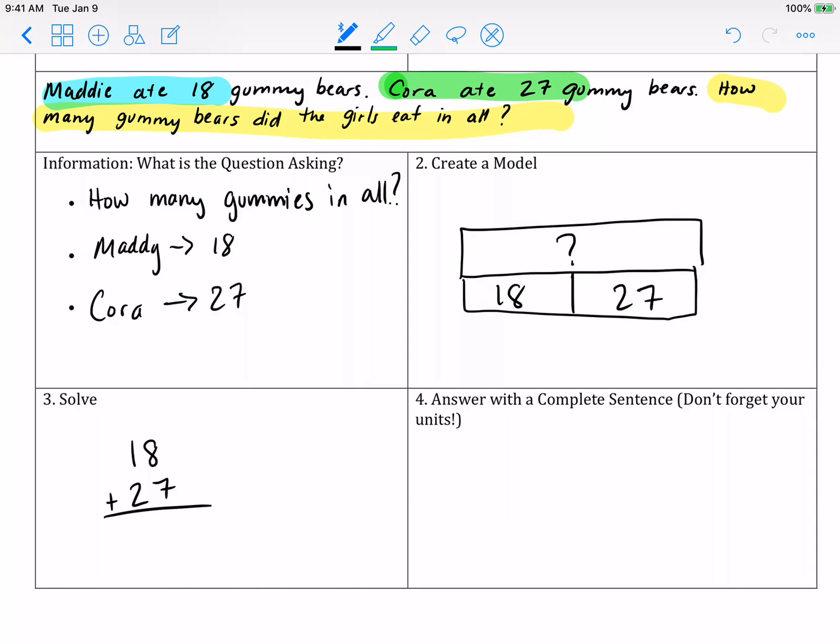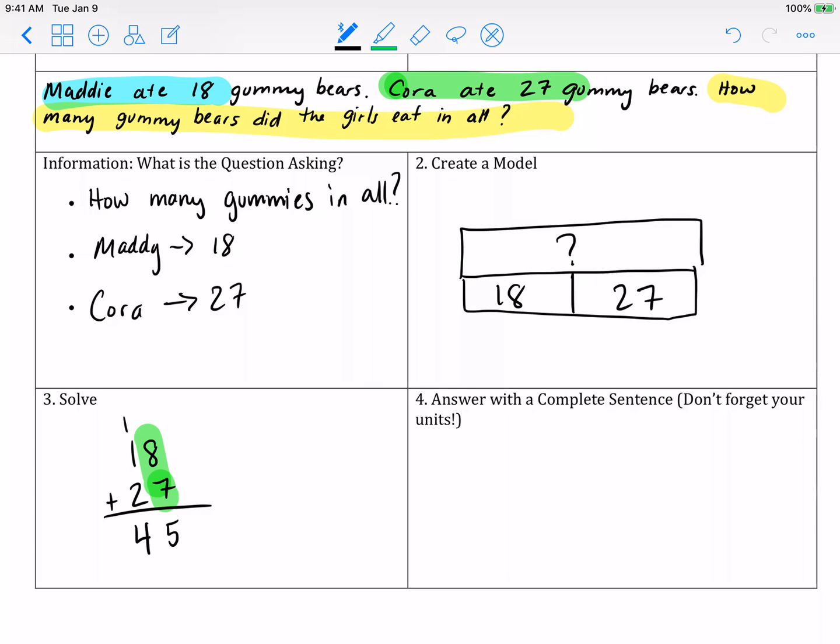So that's where we're going to solve it here. Start in the ones place. 8 plus 7 is 15. 15 has 1 ten and 5 ones. Then I have 1 ten plus 1 ten plus 2 tens. That's going to be 4 tens. So that's 45.